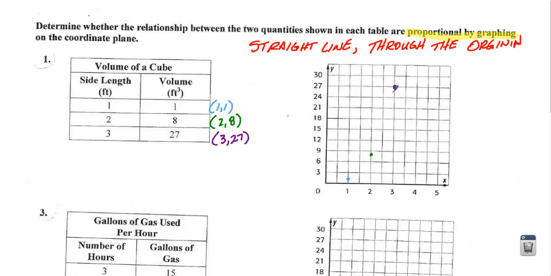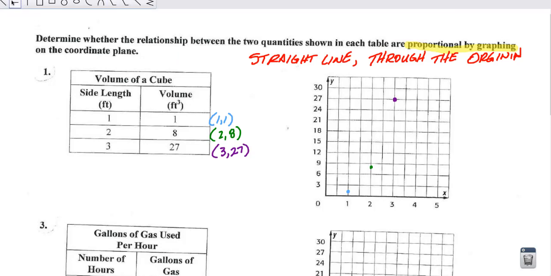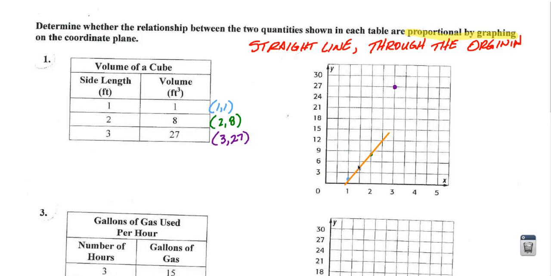So does it go through the origin? Well, it comes down. It might. In fact, that would make sense. It would make sense that if there was no length, there would be no volume. But what we're going to find on this one is it fails the straight line test, because when we grab a line and we start to connect points, we see that those points don't go through the line. Or excuse me, that the line doesn't go through the points.